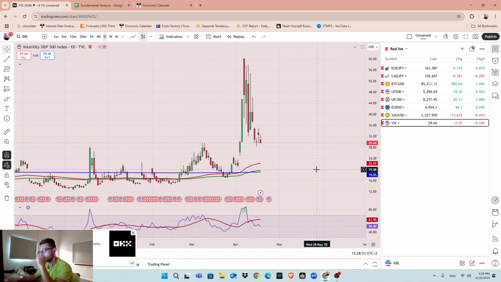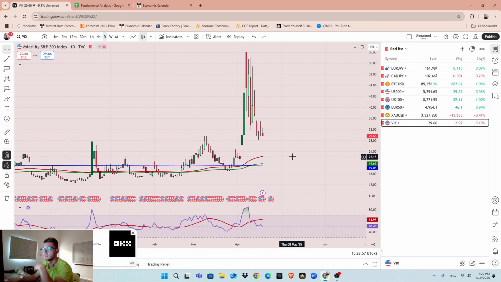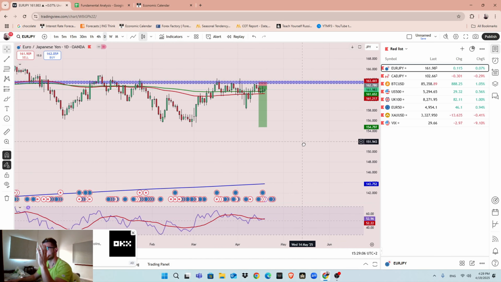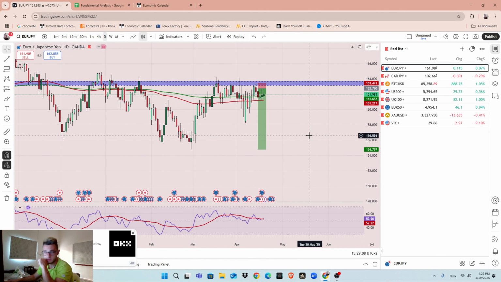If we jump into the VIX, VIX is cooling off, and hopefully bit by bit we will go below the 20 area. So this is everything for this week.